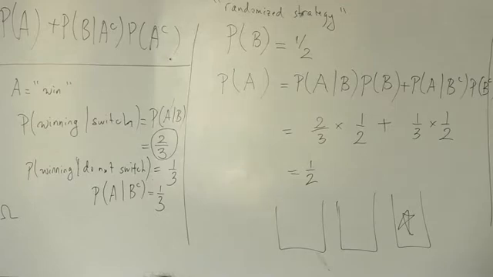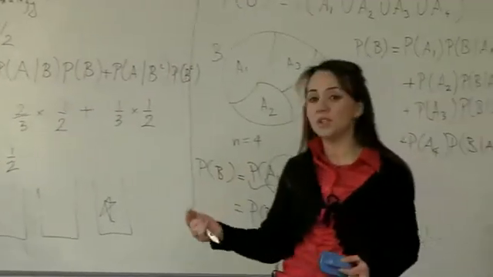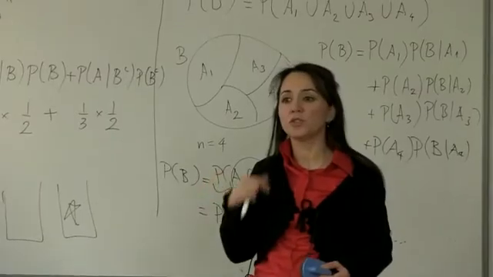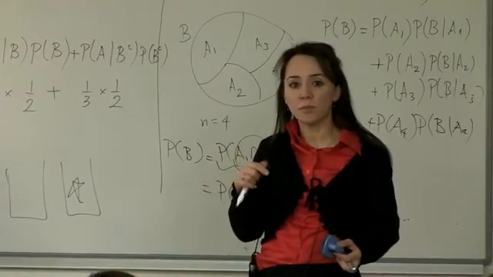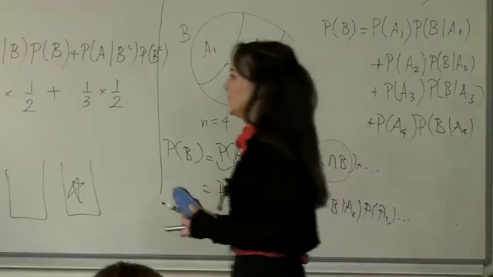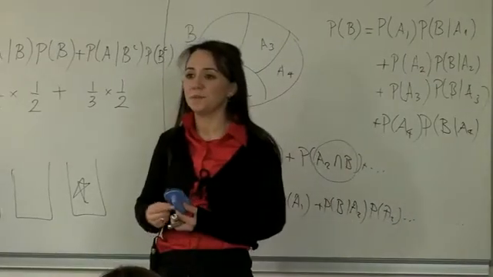I only win by switching if my original choice was wrong. Because if my original choice was the correct door, if I switch, I will not win. Right? So I win by switching if and only if the original choice was wrong. And the probability of the original choice being wrong is 2/3. Okay? All right. Any other questions?